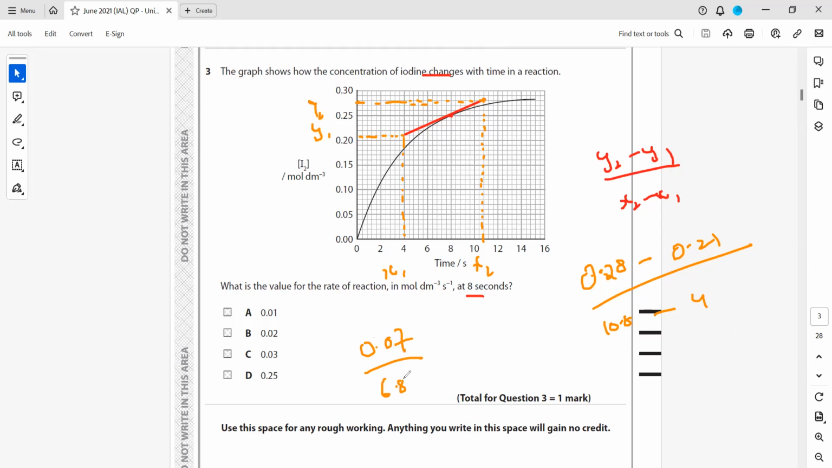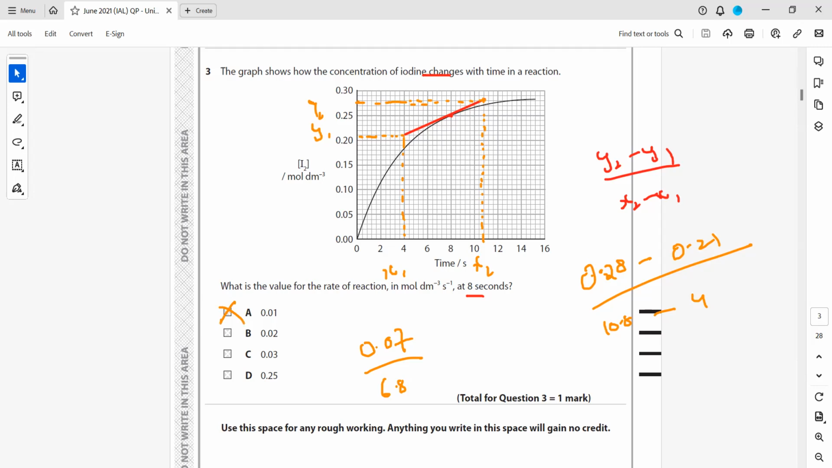So we have 0.07 divided by 6.8. That is 0.010, which is A. So A will be the right answer for this.